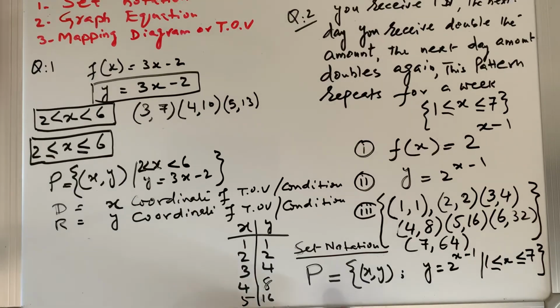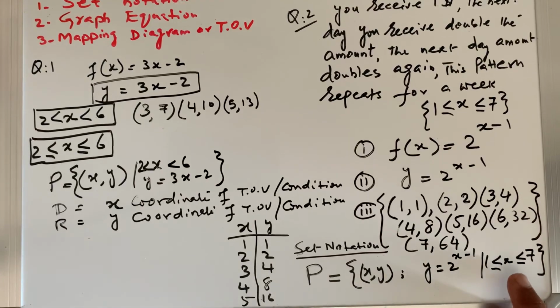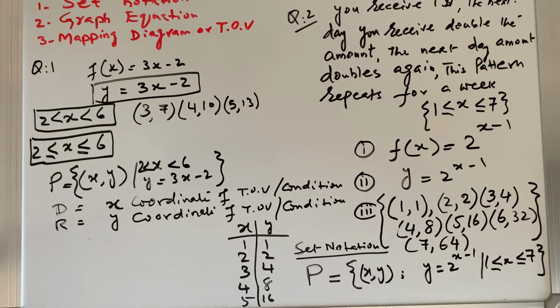So we did that: this set P will comprise all X and Y ordered pairs where Y is equal to 2 to the power X minus 1, right? Where X is in between 1 and 7, because he says that it's for a week. It continues for a week. A week has 7 days. So it is in between 1 and 7.